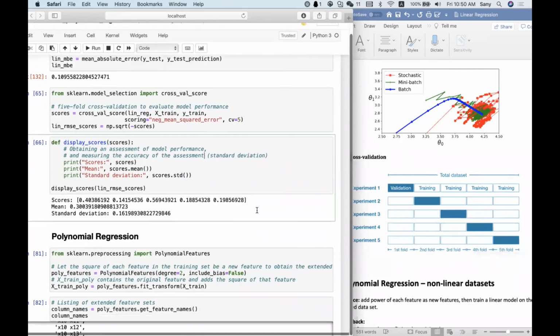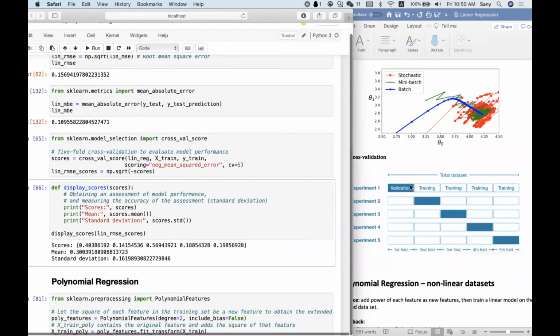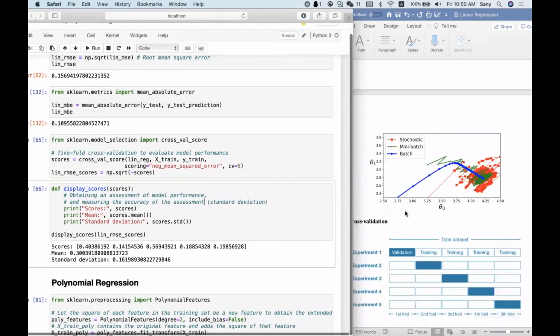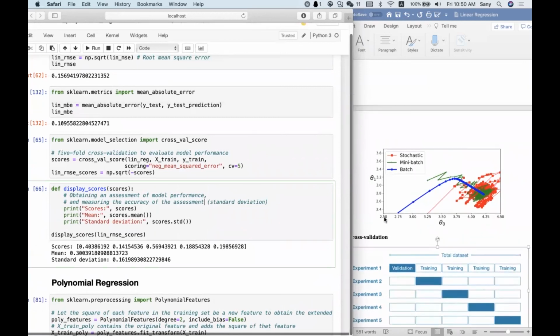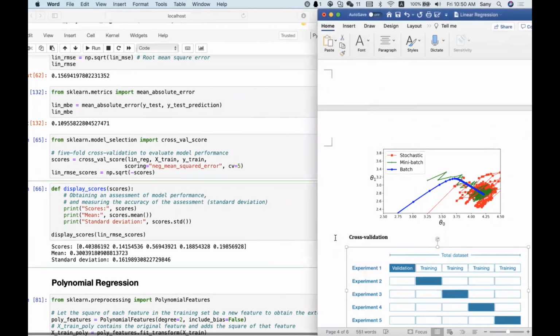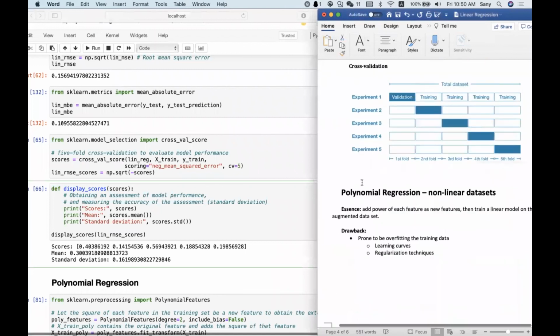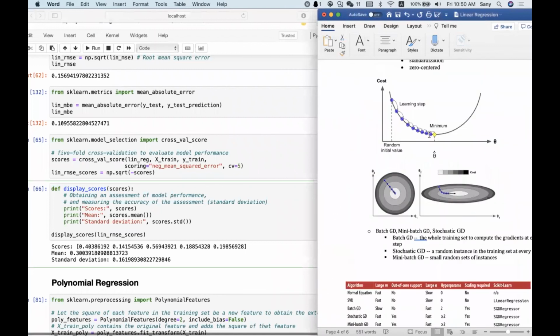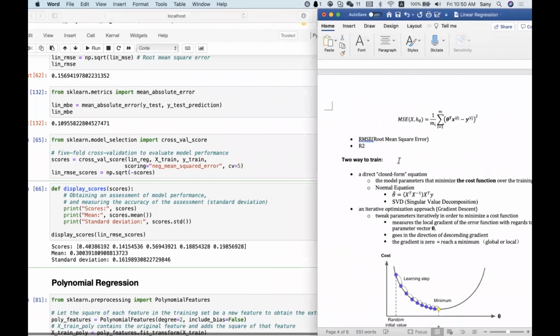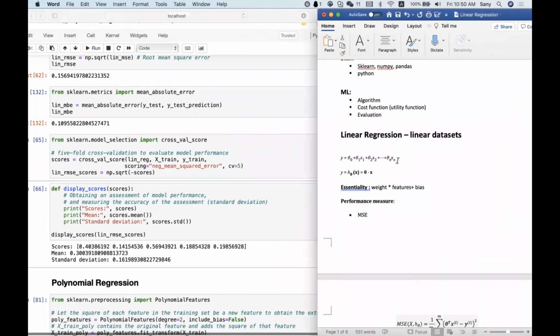Okay, now we have gone through a complete machine learning application, and then we will move on to a new, more complex one, which is polynomial regression. For linear regression, usually we use it for linear data sets, which means that the relationship is linear, and in this way linear regression will work.